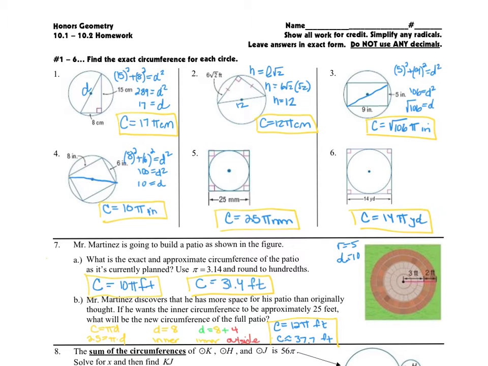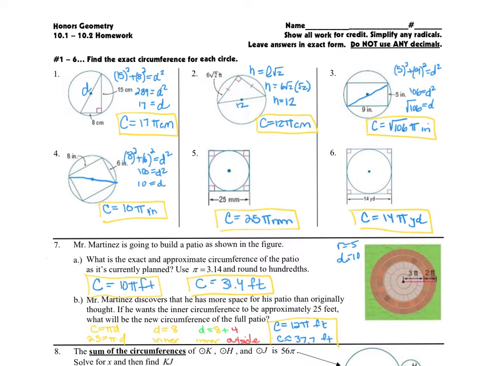Number 4, we are going to once again take that rectangle and draw this in so that it's a triangle. And we can see that we have 8 squared and 6 squared. And that's going to give us 100. When we square root that, that's going to give us 10, and that's our diameter. So then our circumference is going to be equal to 10, which is our diameter, pi inches.